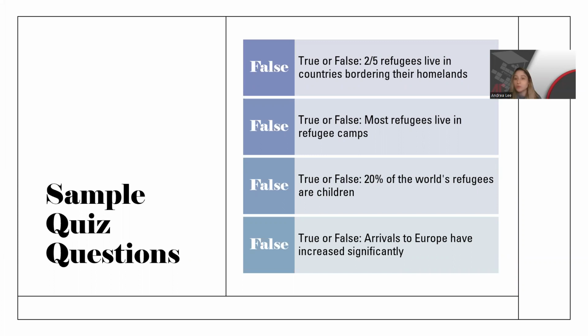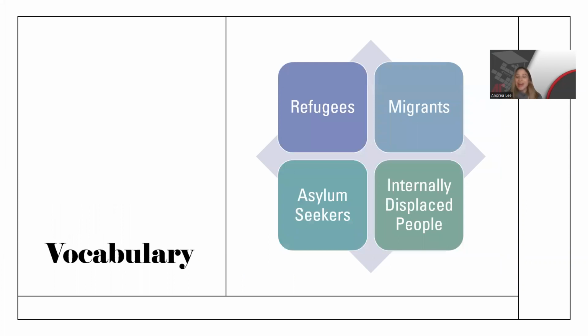True or false? 20% of the world's refugees are children. It's much higher than that. And true or false, arrivals to Europe have increased significantly. All right, so just some sample questions here to get the students a little engaged, and they like games too, probably. All right, I would also go over some key vocabulary related to this topic.